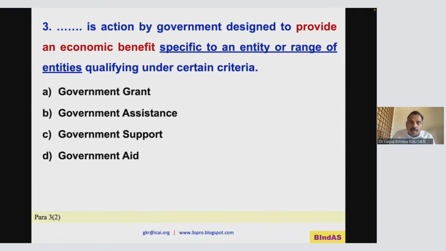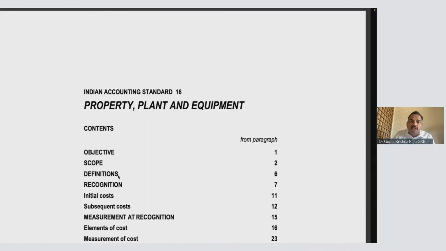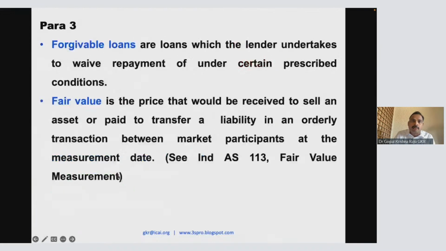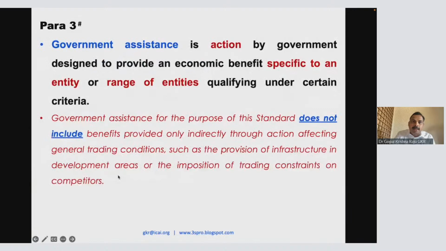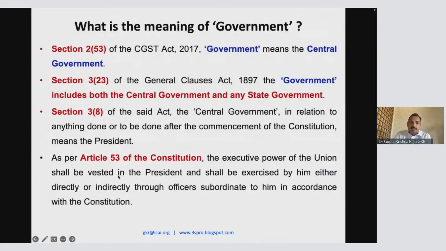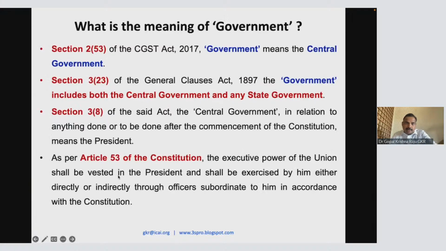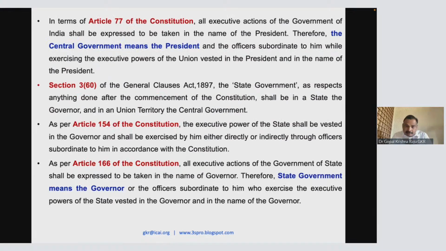Now coming to the definition. Very, very important definition, guys. Look at this: government grant, government assistance. These are all the definitions of government. Government, agencies, similar bodies. This is the definition of government in the CGST Act. This is the definition of government in the General Clauses Act, and Article 53 of the Constitution. These are the many things to which I have given a reference. So many references are given here with respect to government.